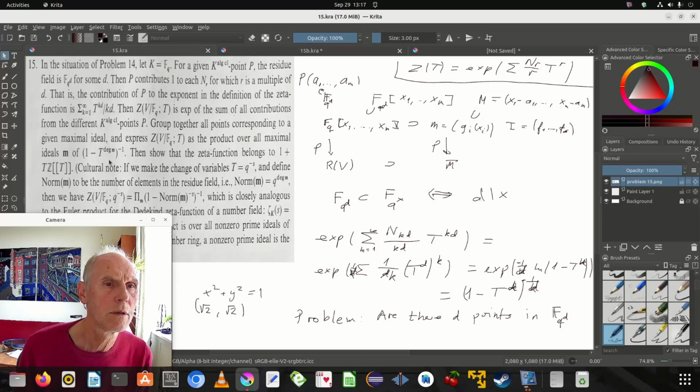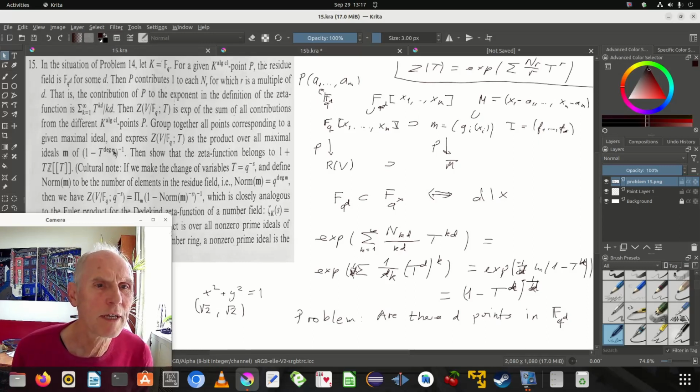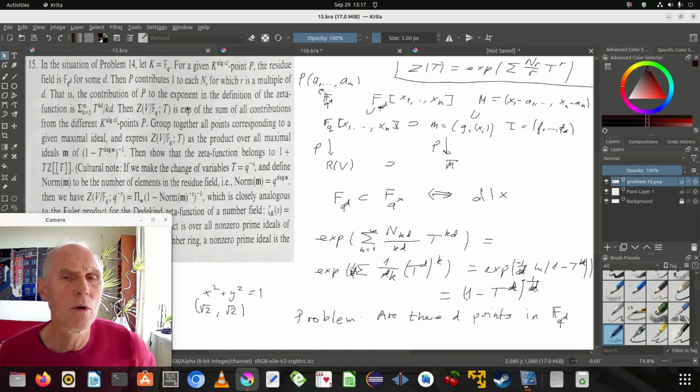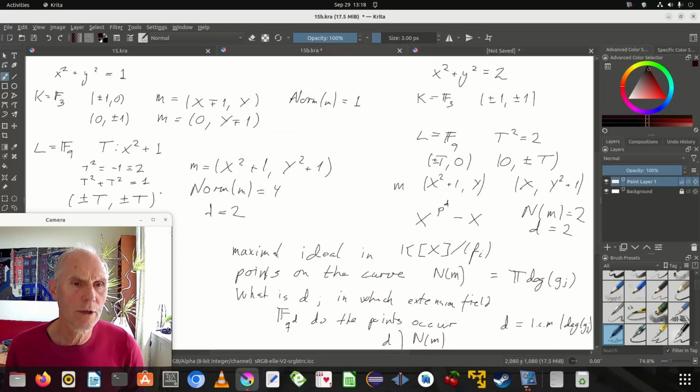Yes, so I should write the zeta function, and it should be the degree of m. And what's the degree of m? Is that the norm? It should be the degree of the norm. So I don't get to minus first, I get to some higher power, and that's a phenomenon that occurs in this example.